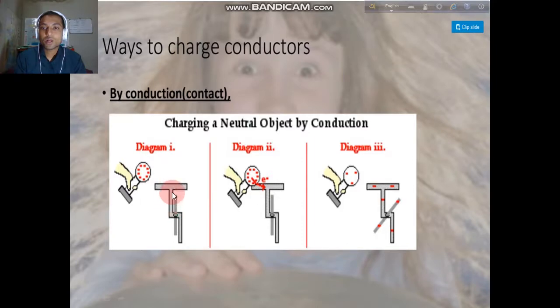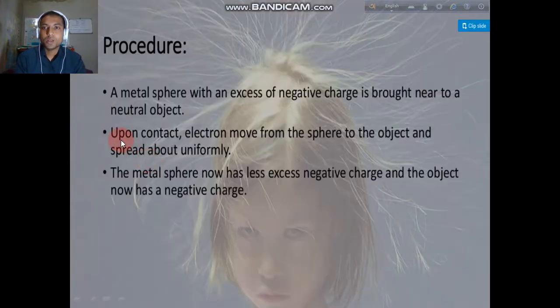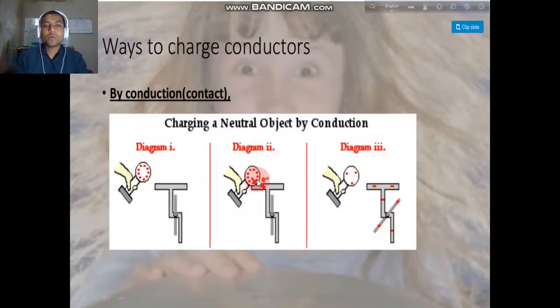This is the neutral object, and this is the sphere with excess negative charge. Upon contact, electrons move from the sphere to the object and spread about uniformly. Here, when we touch the excess-electron sphere to the neutral object, electrons move towards the neutral object and spread uniformly.